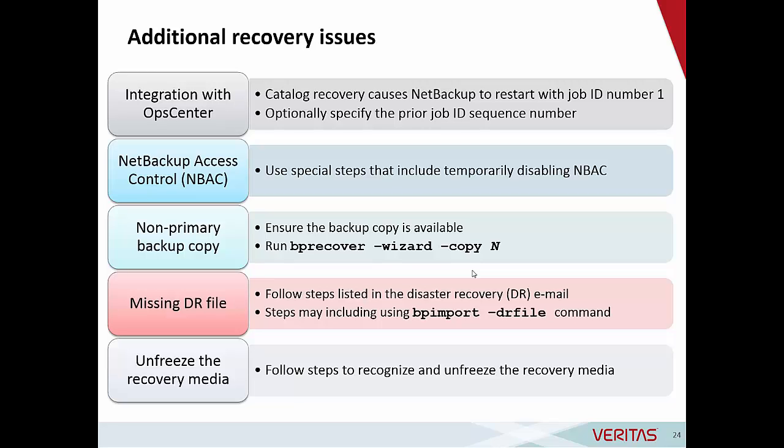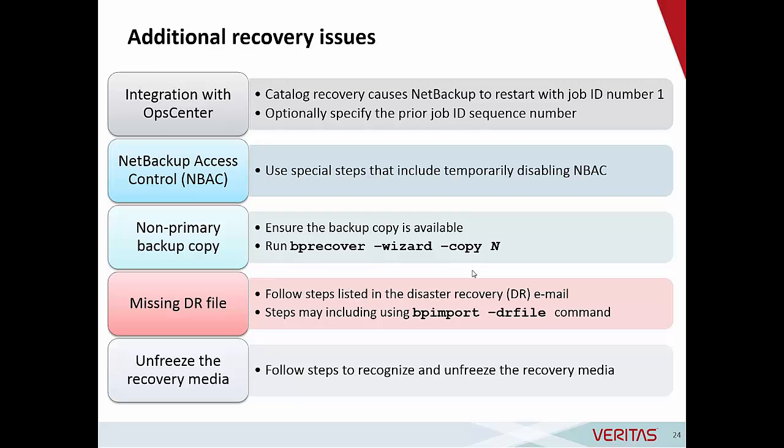Now, if you're working with OpsCenter, that might be a problem because you might have historical job information that you're keeping for a long, long time, and you don't want duplicate job numbers. And so you can manually go in and edit the NetBackup jobs database in the catalogs and reset it to the proper value for the job number you want it to start with. Other thoughts, if you're using NetBackup access control, that sometimes adds additional steps to catalog recovery where we have to disable NBAC when we do the restore, and then we can re-enable it again afterwards.